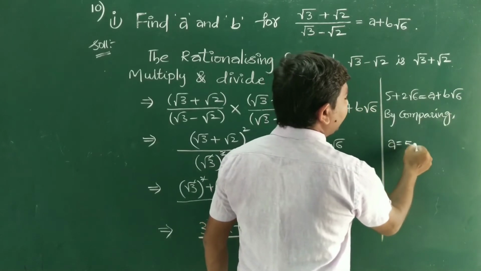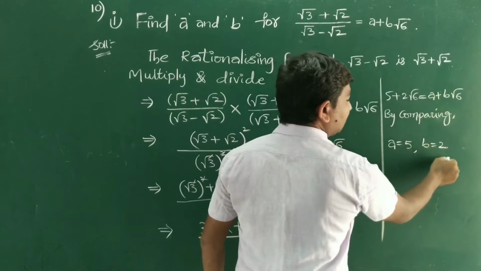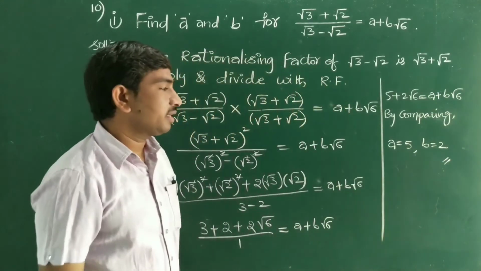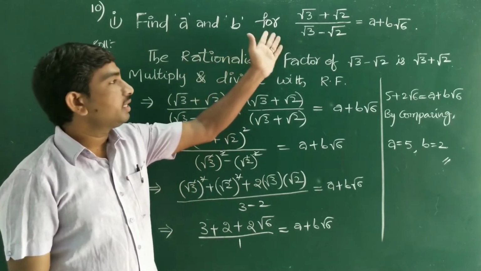a = 5, b = 2. So those a and b are the required values. So we have to find what? a and b for the given problems.